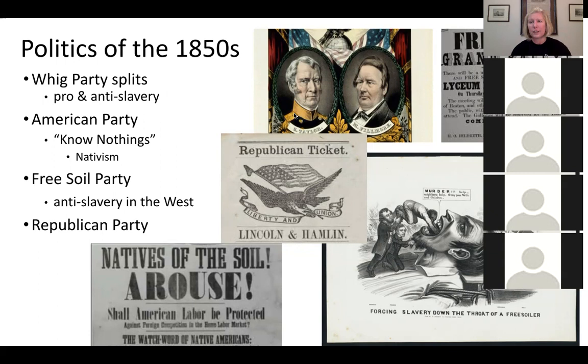The Democratic Party is going to win a lot of elections between 1852 all the way up basically until the Civil War. It's going to be kind of a shock to them that they lose the election of 1860. What comes out of all this is the Republican Party.